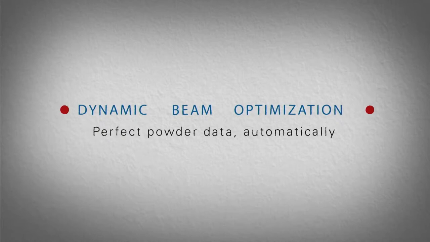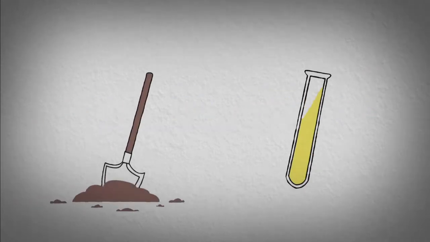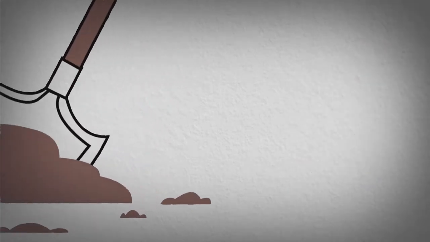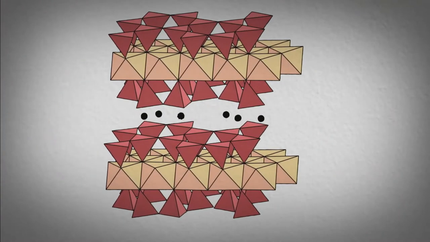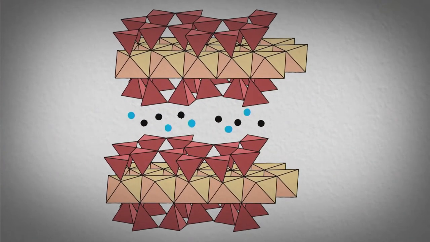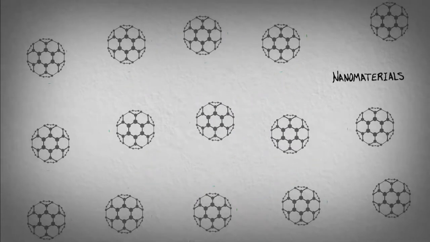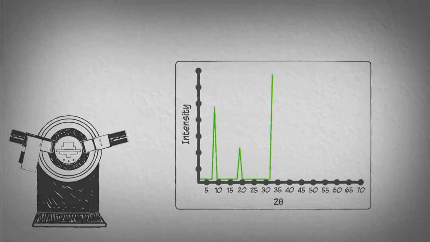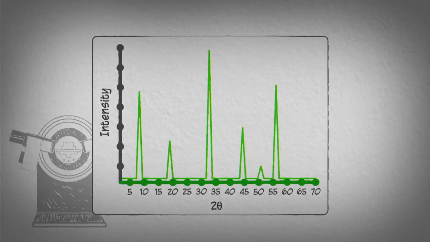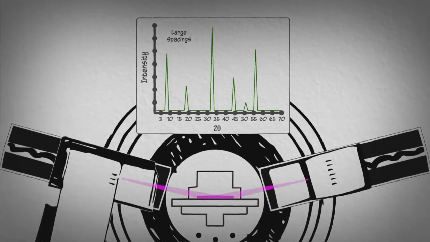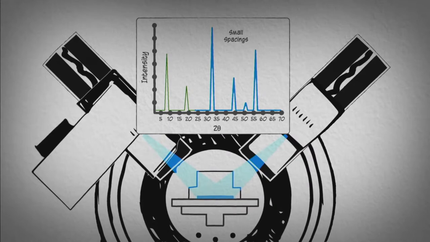Dynamic beam optimization. Perfect powder data automatically. Whether the samples that you work with come from a hole in the ground or a reactor in the lab, the chemical and physical properties are determined by their atomic structure. For example, the swelling and chemical reactivity of clay minerals is linked to both large and small-scale features of the clay species. On the other end of the spectrum, functional effects of nanomaterials are determined by both interatomic and intermolecular length scales. The ideal XRD measurement is composed of peaks at specific angles with specific relative intensities. Low-angle peaks reveal larger-scale properties of the material, while high-angle peaks expose small-scale properties.